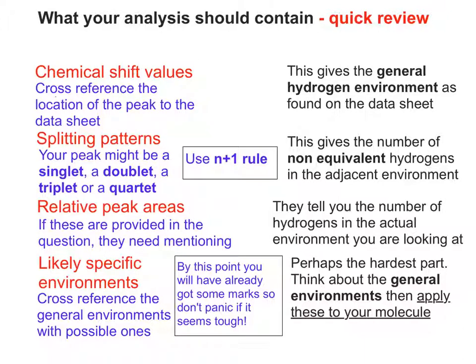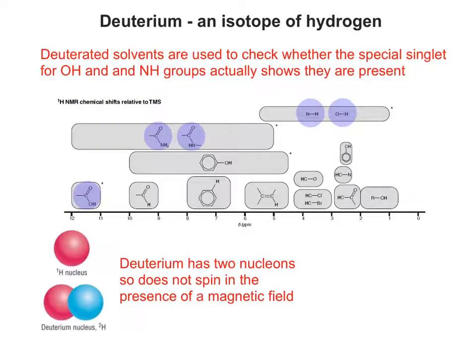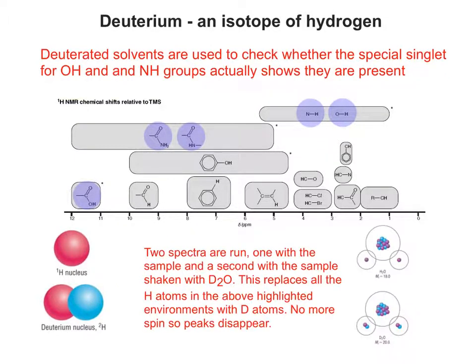Okay, so let's have a look at the data sheet just to remind ourselves what part of it we're going to be using. We use deuterium or deuterated solvents to check whether the special singlet or single peak you get for OH and NH groups actually shows they are present. Deuterium has two nucleons, so it does not spin in the presence of a magnetic field, so the number of nucleons is even. Two spectra are run, one with the sample and a second with the sample shaken with D2O or heavy water. This replaces all the H atoms in the above highlighted environments with D atoms. So therefore no more spin, so the peaks disappear. And therefore that confirmed the presence of these environments.